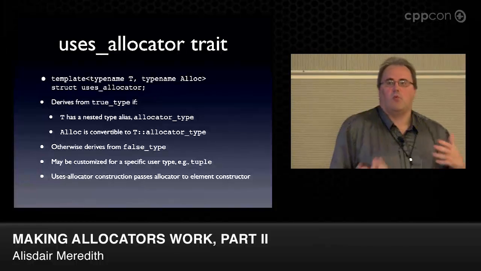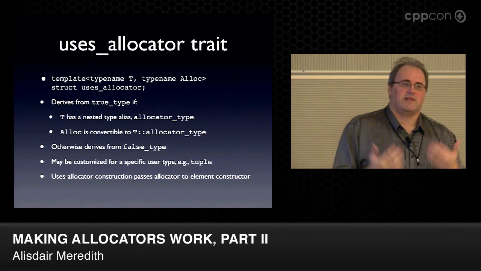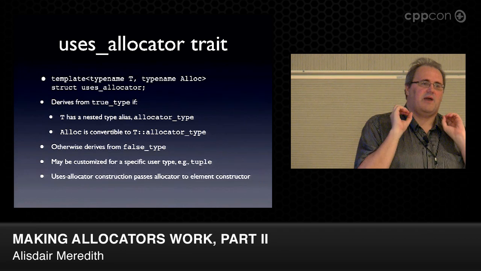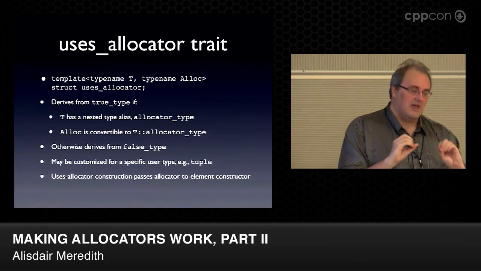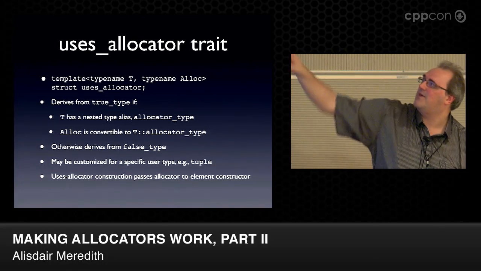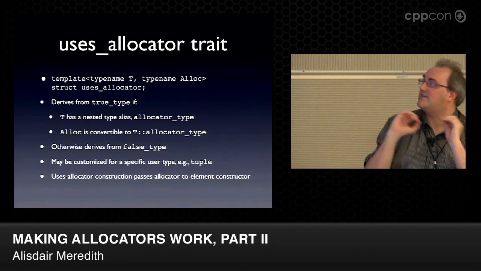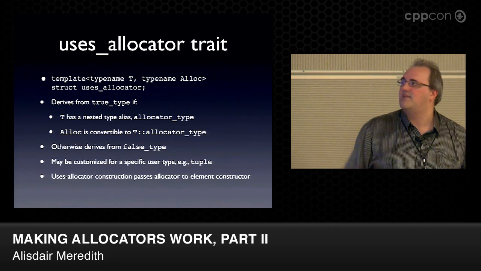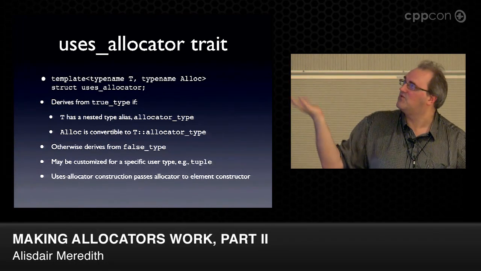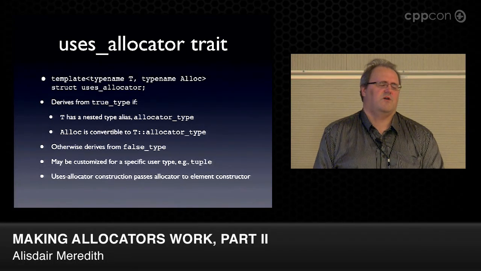So by default, the way we query this trait is, and you'll find this is true for all the standard containers, if your type has a nested typedef called allocator_type, we will see if allocator_type is the same as T, or if I can at least use that in the family of T. And if that is the case, I know that you can use my allocator, and therefore uses allocator returns true. Otherwise, it returns false.